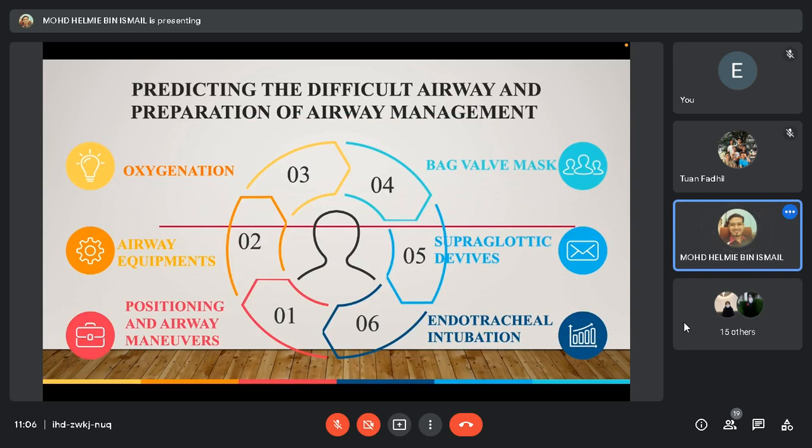Tak ingat? Nanti you google lah LEMON. You ingat LEMON. Tu difficult airway lah. Ada mnemonic untuk difficult airway. You kena ingat LEMON. Alright.